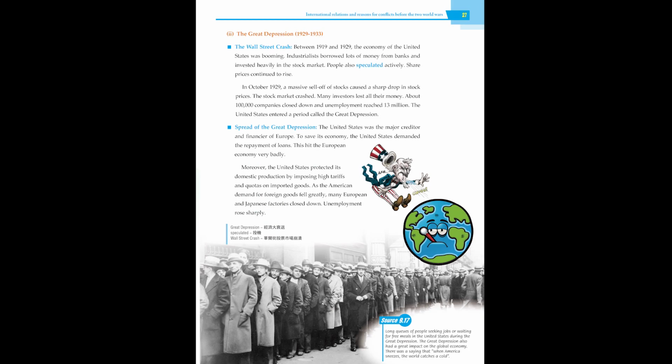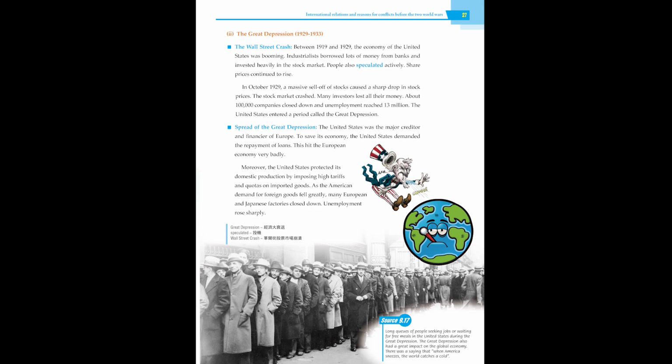2. The Great Depression from 1929 to 1933. The Wall Street Crash. Between 1919 and 1929, the economy of the United States was booming. Industrialists borrowed lots of money from banks and invested heavily in the stock market. People also speculated actively. Share prices continued to rise.